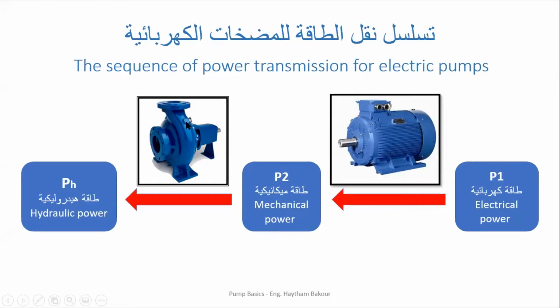We have electrical engines transferring the power to the pump. We have P1, electrical power, through the electrical wires to the motor, to the engine, and then we have mechanical power, P2, on the shaft of the engine, and this mechanical power would be transferred directly to the pump. Within the pump, it's going to be PH, hydraulic power.